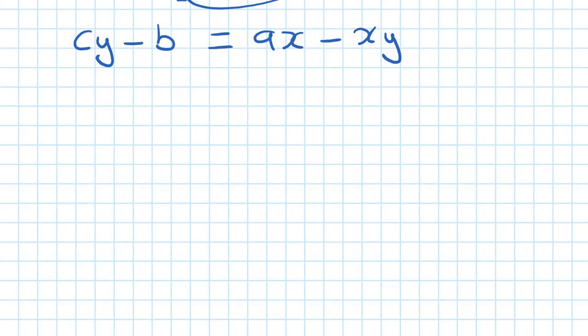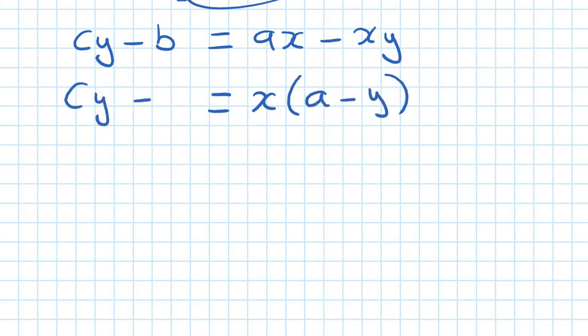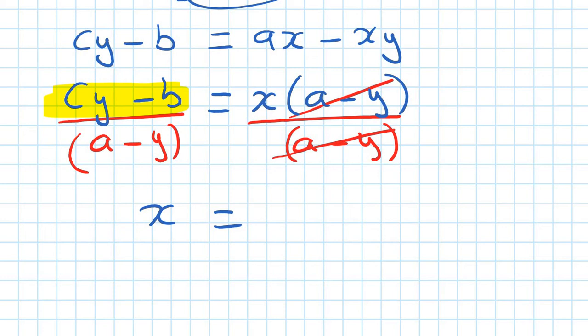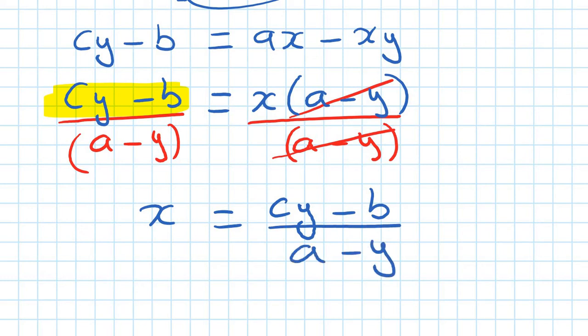Then what I do, on the right hand side I need to take a common factor, which is x, so you're left with a minus y. And then that becomes cy minus b. So looking for x, I divide this by a minus y and divide this by a minus y. Now this cancels out. So my answer is x is equal to cy minus b, all over a minus y. Okay, that's how you do it.